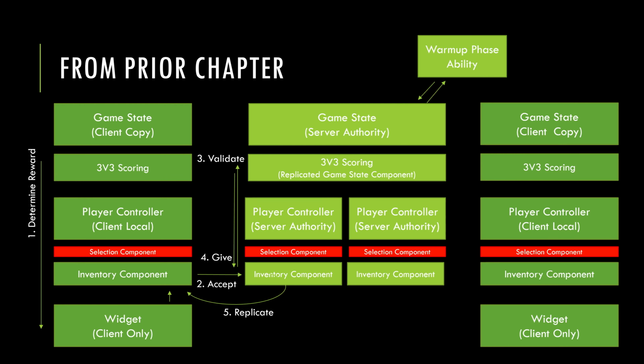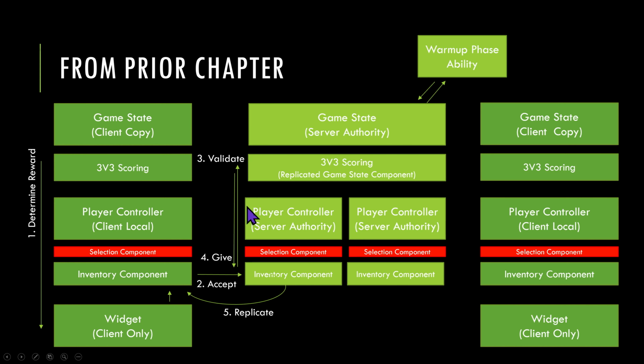And so, our flow will start with the 3v3 scoring, determining that I've earned some sort of a reward. That will push down and notify the client that they've gotten an award. We'll also, at the same time, the server side will tell the scoring, the client side will tell the client. At the same time, we'll give the inventory to the player. The player will then accept any choices they have to make. We'll do a validation to make sure it is correct, and then everything is completed in the inventory component and then fundamentally replicated over to the client.